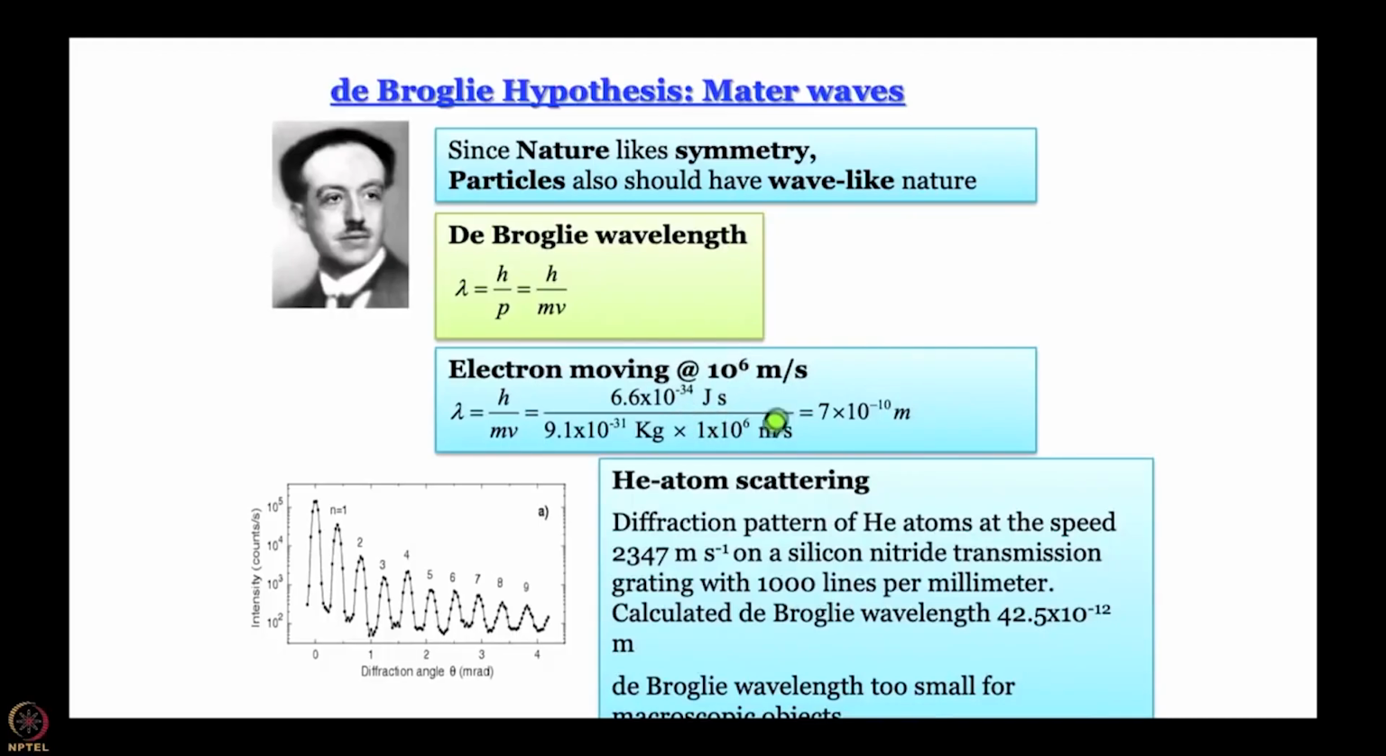So, it is very high but achievable. For an electron moving at 10 to the power 6 meters per second, lambda can be calculated to be 7 into 10 to the power minus 10 meter, that is, angstrom. That is why one can see diffraction patterns using an atomic lattice, because for diffraction to occur, the separation d between the planes of a lattice has to be comparable with the wavelength.